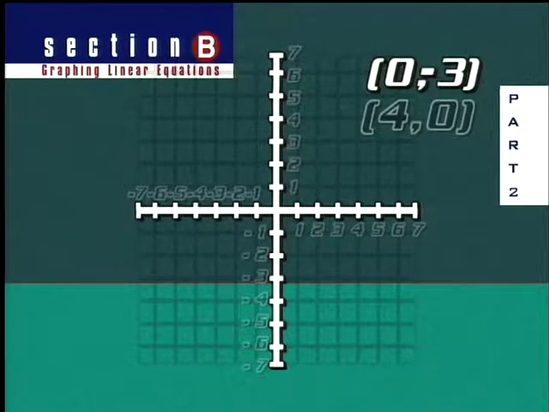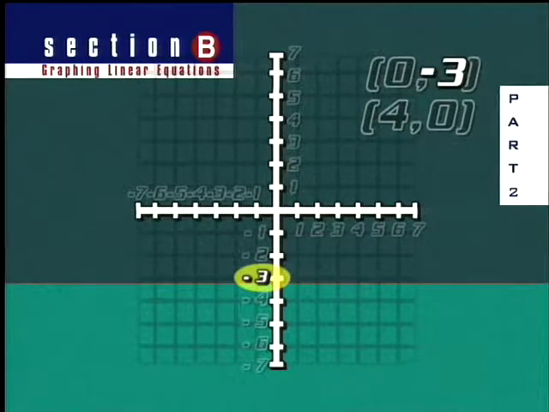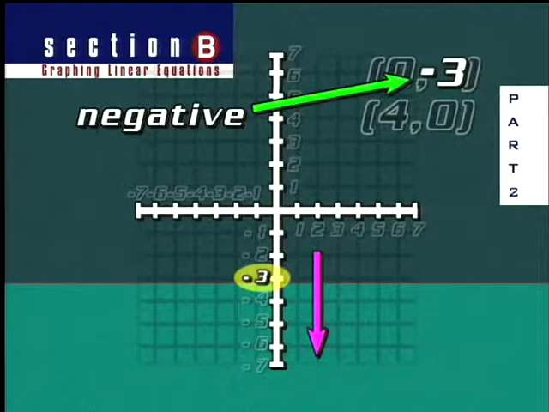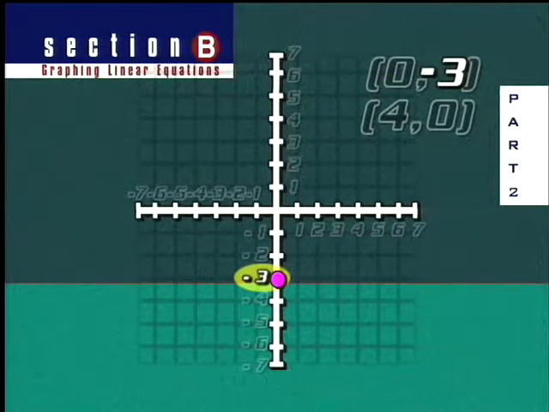For our first set of coordinates, we're going to 0 on the x-axis. Then notice how we're going 3 places down on the y-axis. We go down because our y number is negative. We stick our point right here.